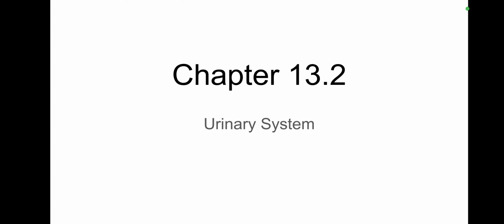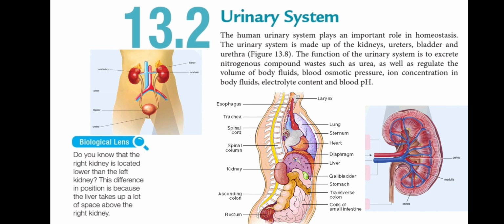Now we have our next subtopic, 13.2, after 13.1, which is homeostasis. So you can see here homeostasis, we have regulation, correct? Regulation includes regulation of water. The urinary system is very important in controlling the amount of water, or what we call osmotic pressure, in our body.